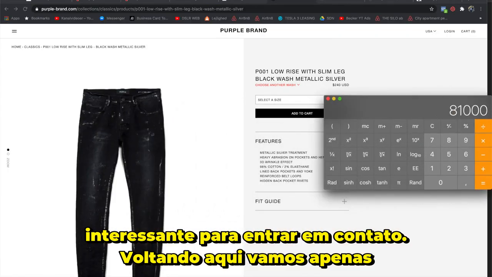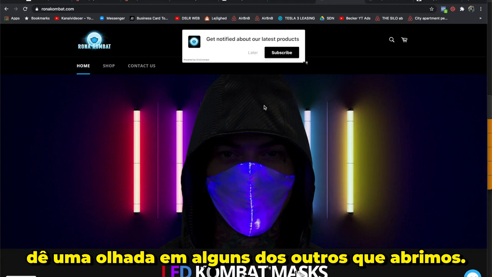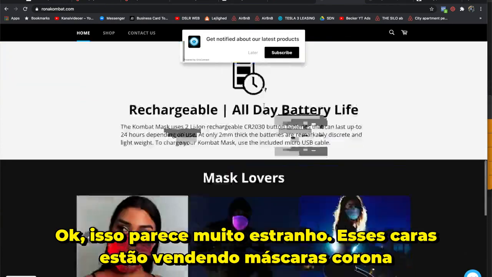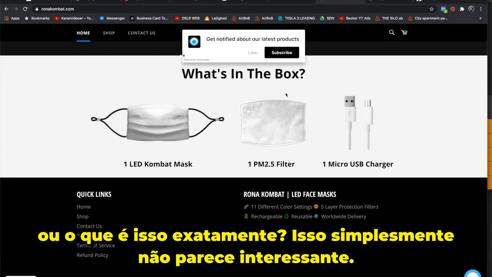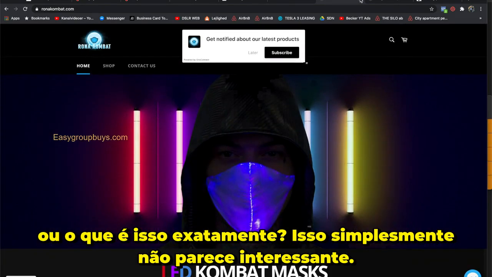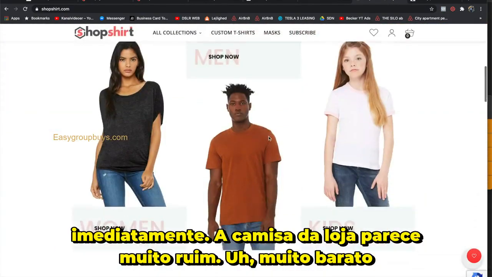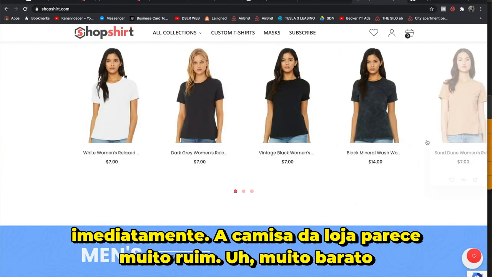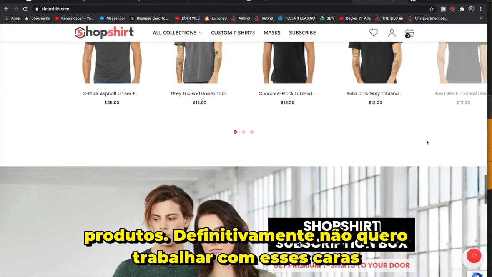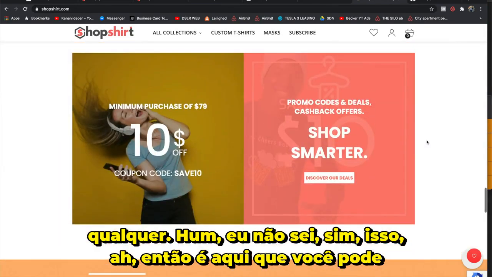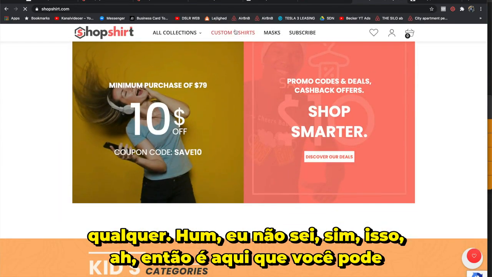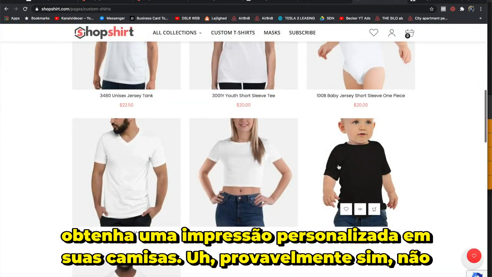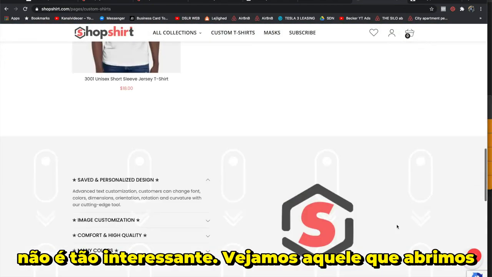Coming back out here, let's take a look at some of the other ones that we opened up. Okay, this looks quite odd. Are these guys selling corona masks, or what is this exactly? This just doesn't look interesting. Honestly, I'm just going to close that immediately. This shop looks pretty bad. Very cheap products. Definitely don't want to work with these guys either. I don't know. Yeah, so this is where you can get custom print on your shirts. Probably not that interesting.